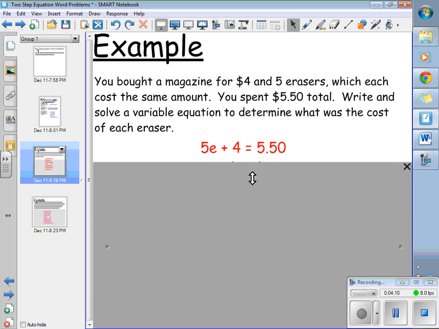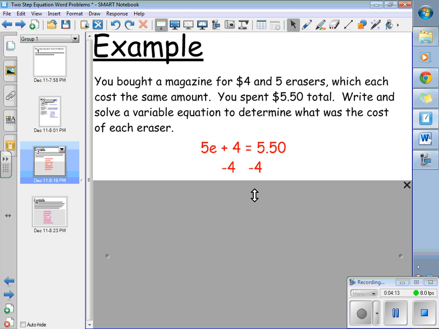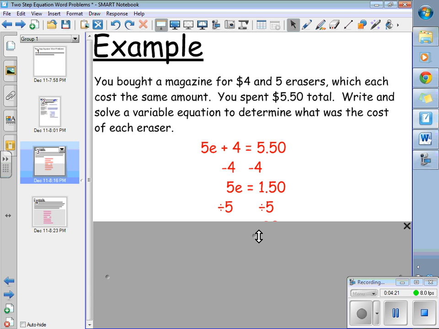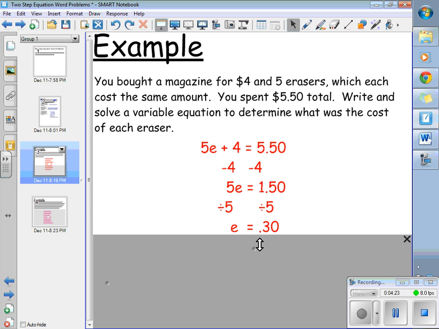We subtract the $4 from the magazine, and it leaves us with 5 erasers equaling $1.50. We divide by 5, and we're left with each eraser costing 30 cents.